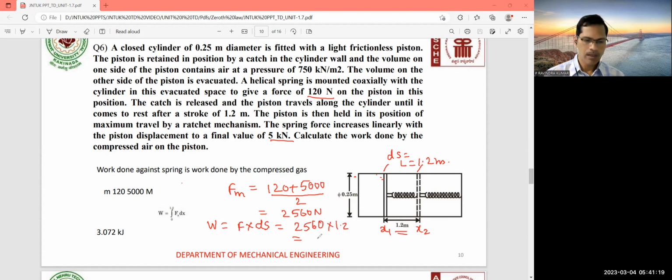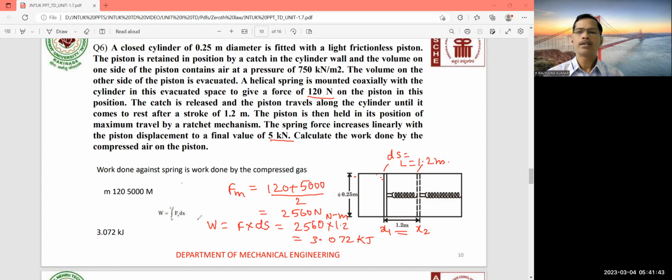So what will you get? You will get, in Newton meter, 3.072 kilojoule. Here you already know that the unit Newton meter is nothing but joule. So if you put the answer in kilojoule, you will get 3.072 kilojoule.